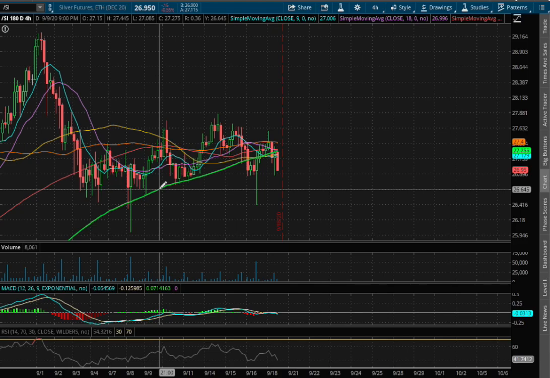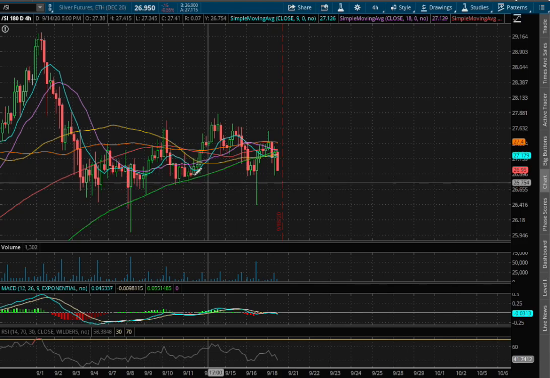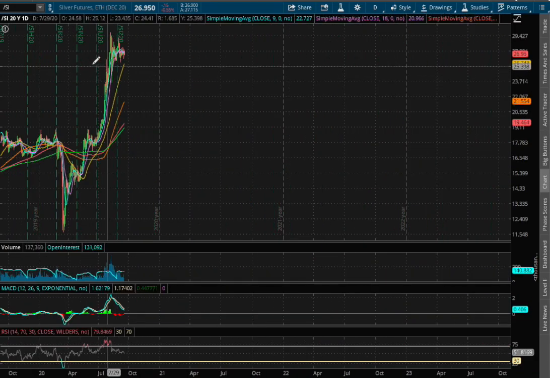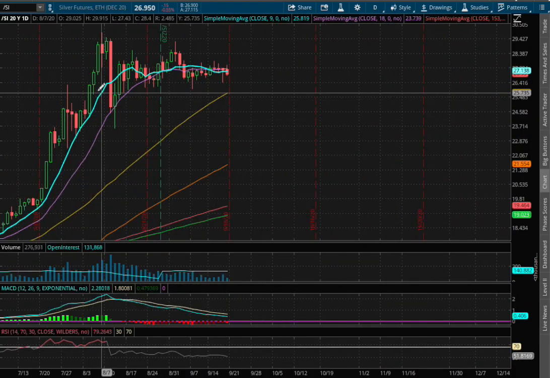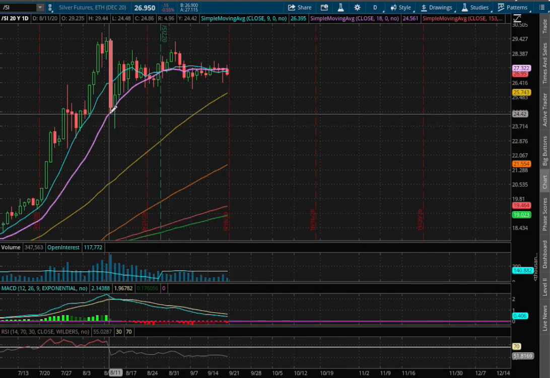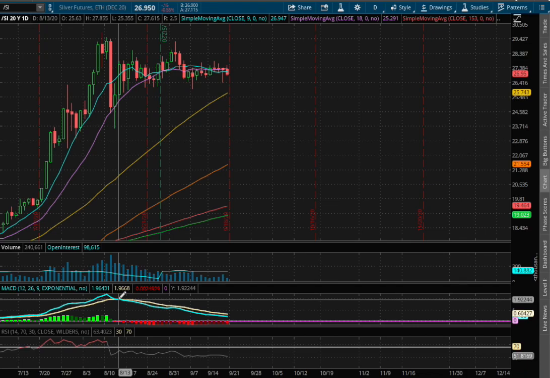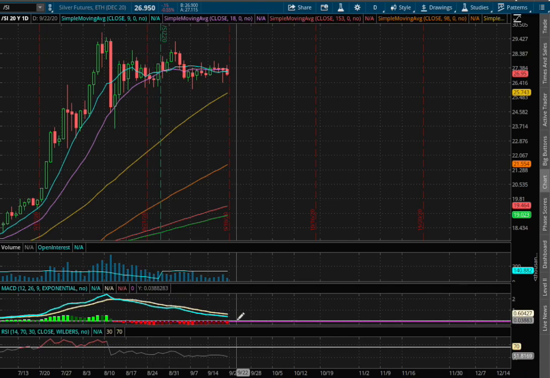and again acting as a resistance to the upside at the price of $27.26. For the MACD, we have approached negative territory, and for the daily chart, we see the 9-moving average diverge onto the 18-day moving average, the blue and purple lines respectively. And we also see the daily MACD approach negative territory. So there is downward momentum in play.